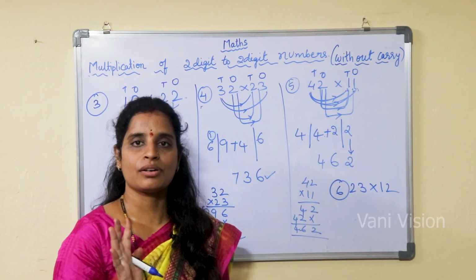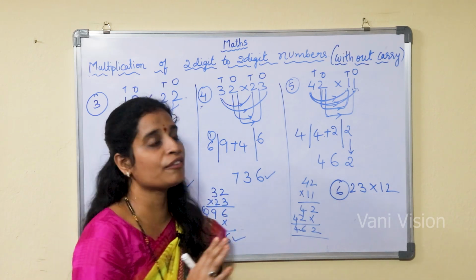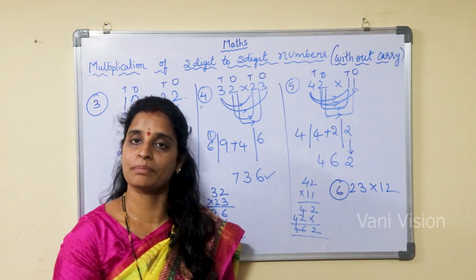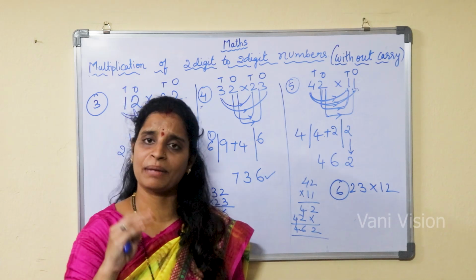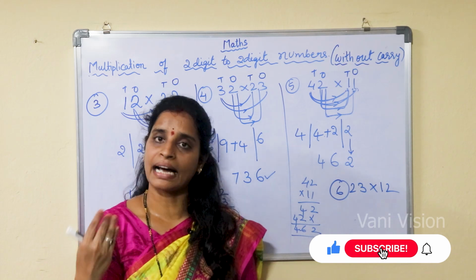Okay. So I think this multiplication of 2-digit numbers by 2-digit numbers, without any carry, is very clear for you all. My next upcoming video will be on multiplication with carry only. So follow up with that also.